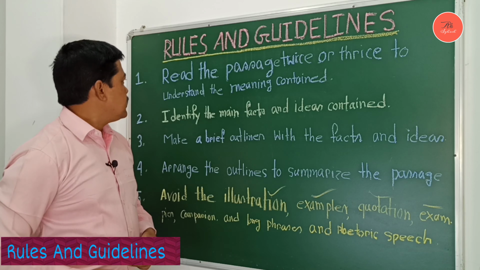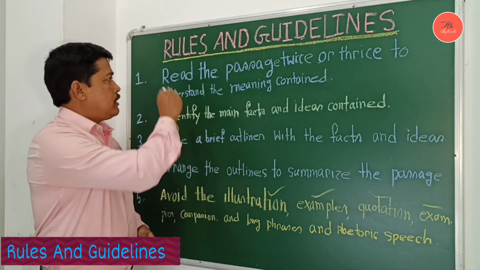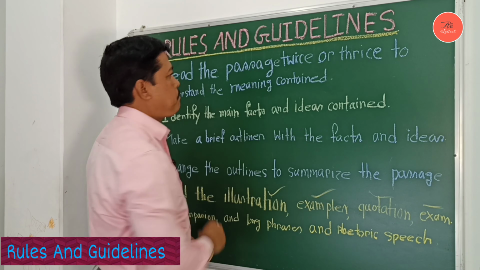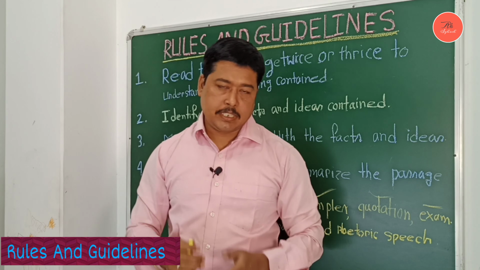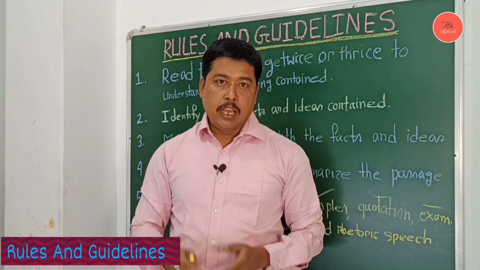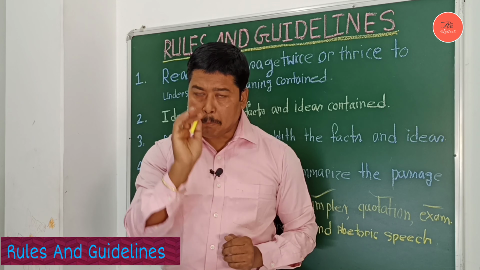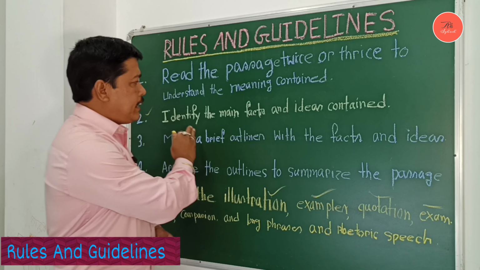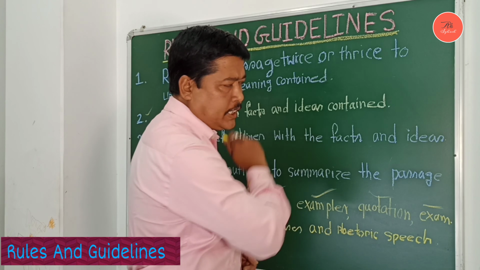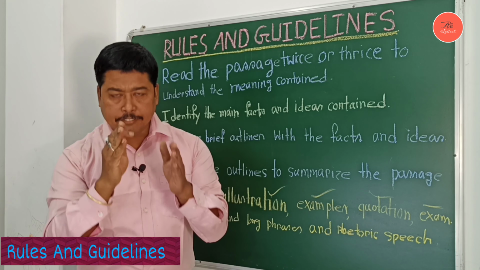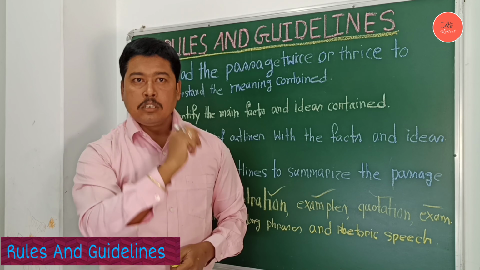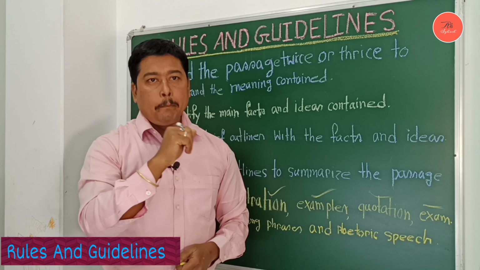Let us see the points. Guideline number 1, read the passage twice or thrice to understand the meaning and content. You will be given a passage to summarize, and you will have to read the passage sincerely and carefully to understand the main facts, the main ideas. Next, guideline number 2, identify the main facts and ideas contained. Now you will have to identify the main ideas and facts in the passage.